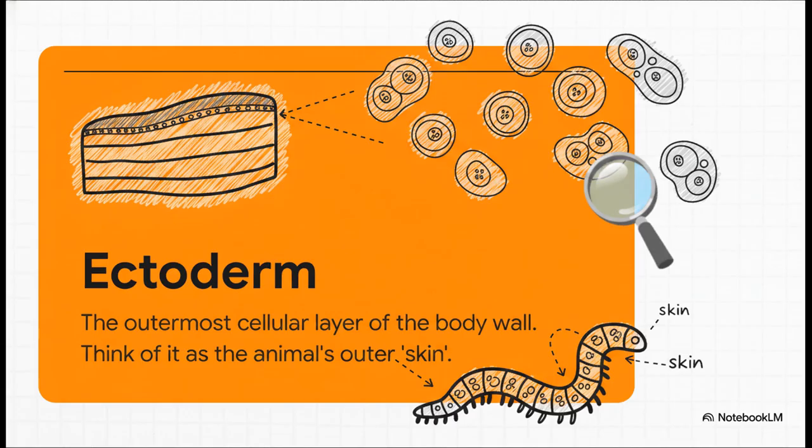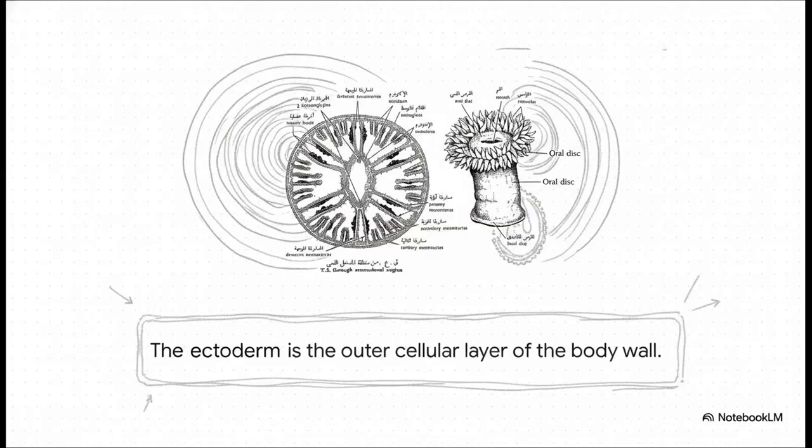Okay, our first key English term, this is important. It's ectoderm. Try saying it, ectoderm. So what is it? It's simply the outermost layer of cells, the outer body wall. The easiest way to remember it is to think of it as the animal's skin. Now let's find it on our diagram. Look closely at the transverse section. See the label pointing to that very outer layer? That's it. That is the ectoderm.